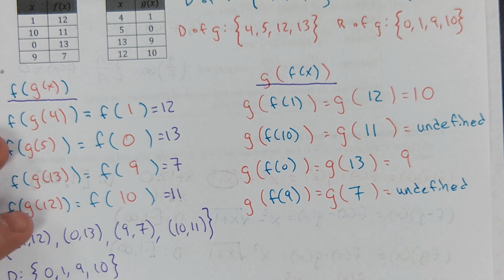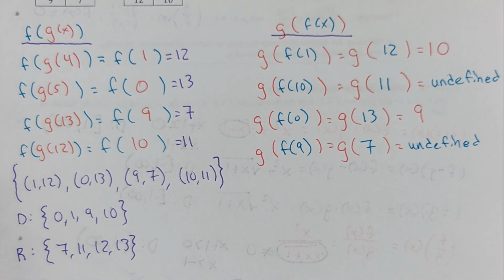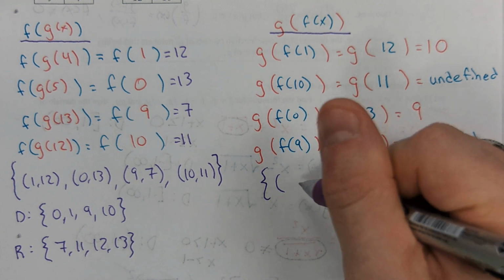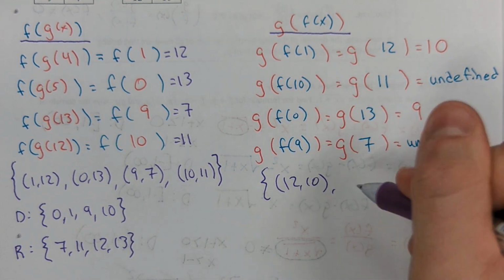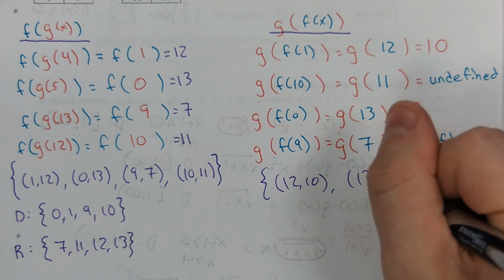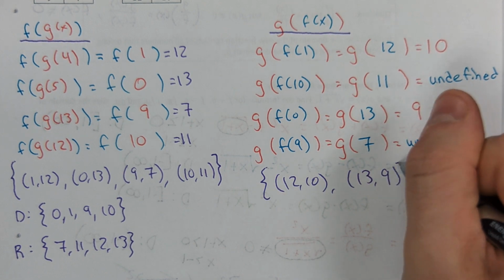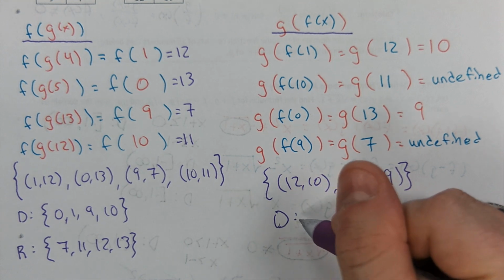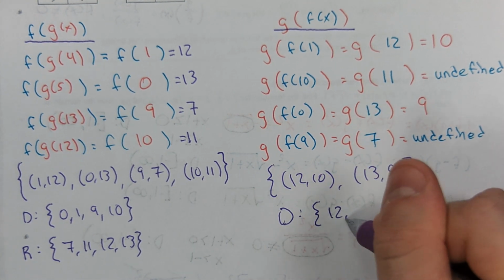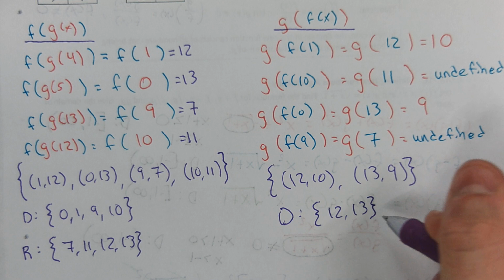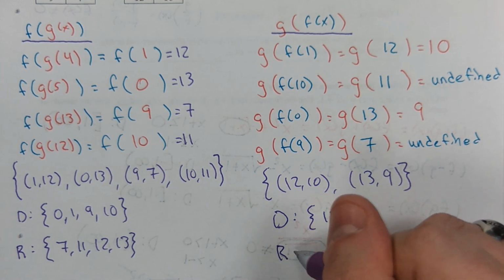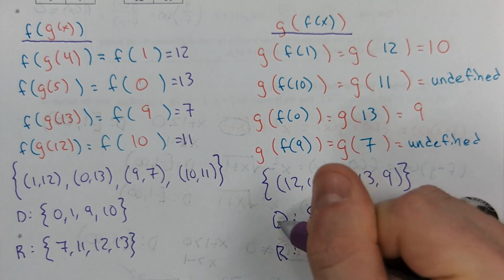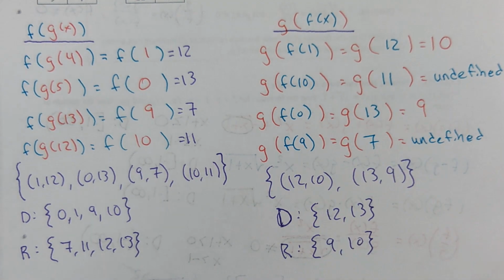So it's actually only 2 coordinates. g of f of x is only 2 coordinates. It's 12, 10, and it's 13, 9. It is a very small domain and range. Domain is 12 and 13 only, and the range is 9 and 10 only. It got very restrictive, didn't it?